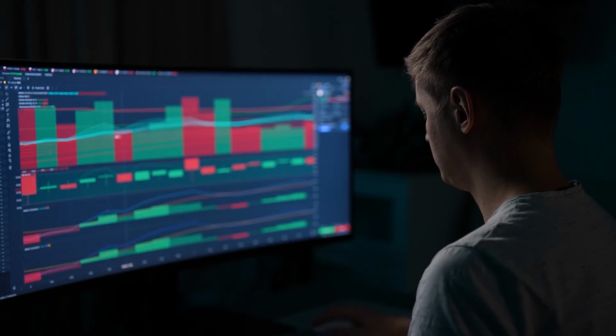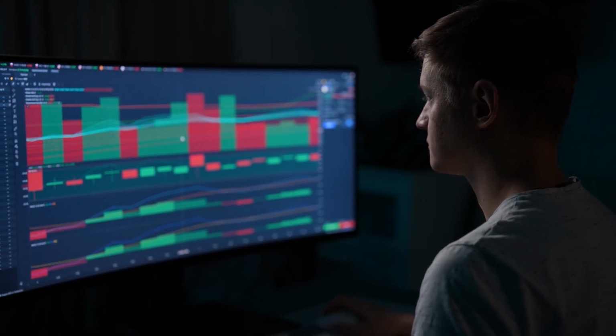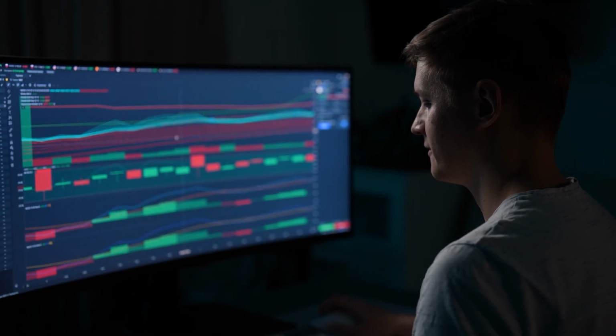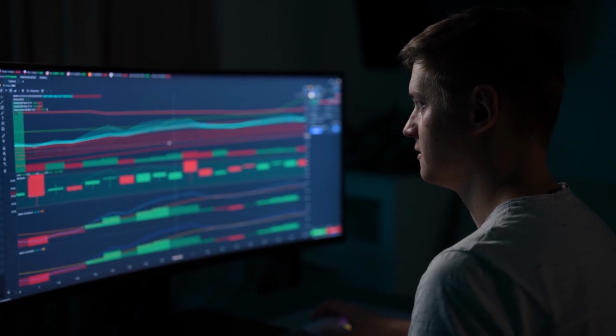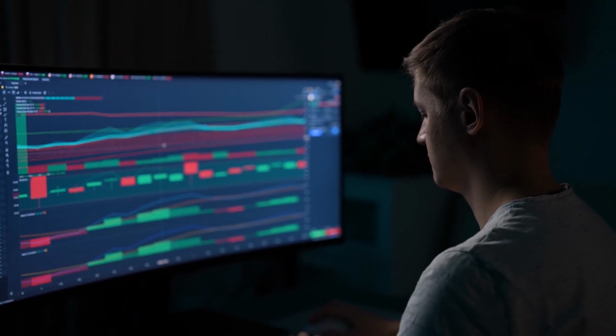I don't control where SPX trades 20 minutes from now. I control where I enter. I control what structure I use. I control how much I risk. And I control whether I trade at all. That's the real edge.